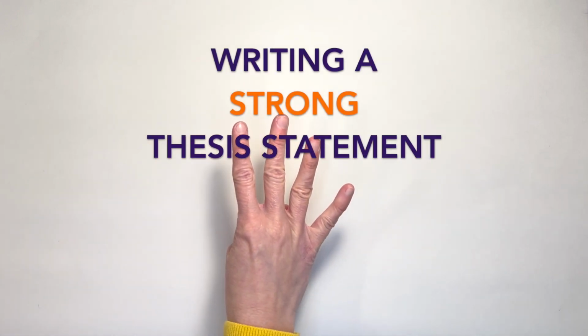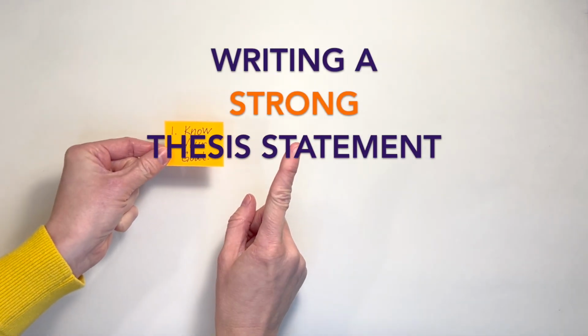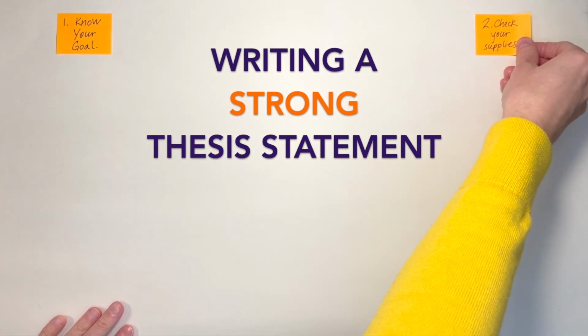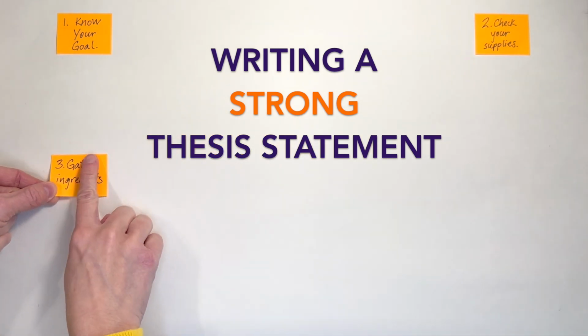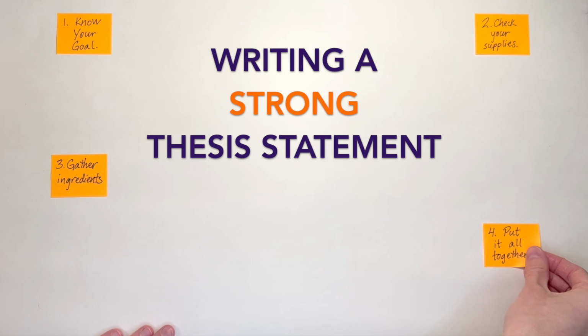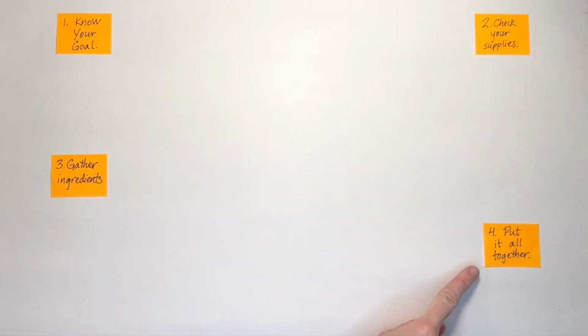There are just 4 steps to writing a strong thesis statement. Step 1 is to know your goal. Step 2 is to check your supplies. Step 3 is to gather ingredients. And step 4 is to put it all together. So those are the 4 steps, but what do they look like in practice?